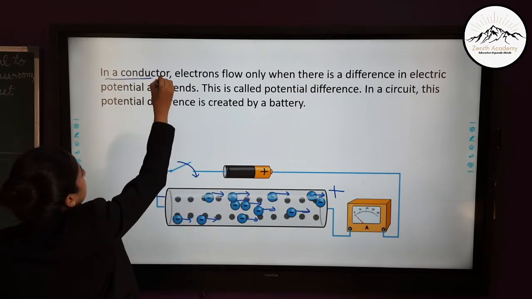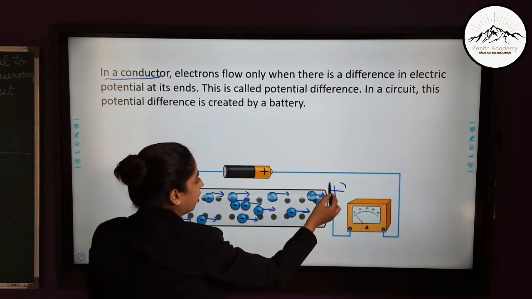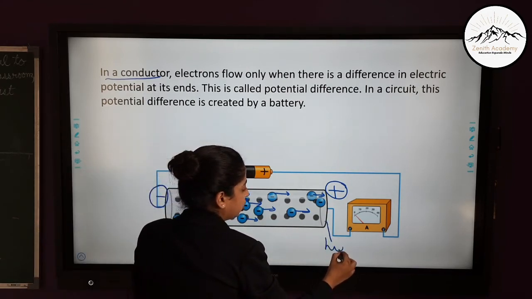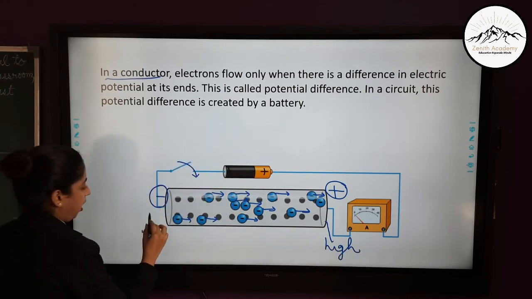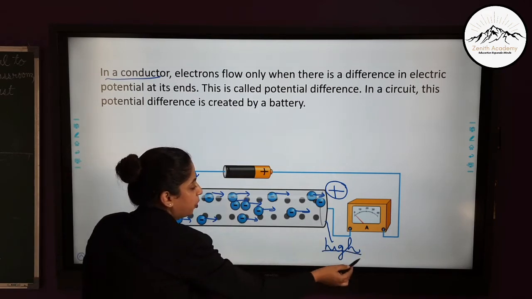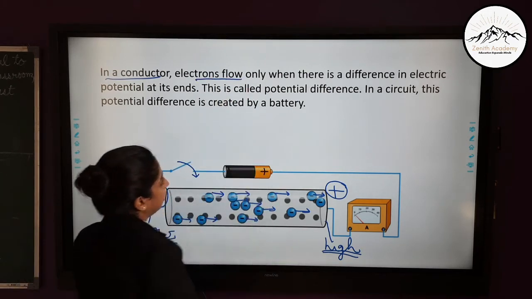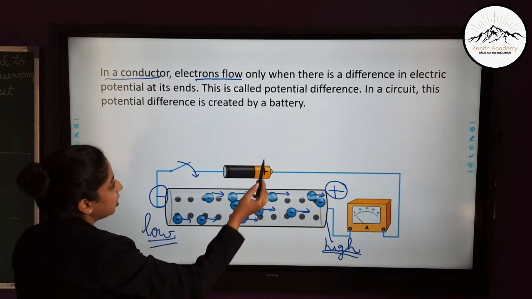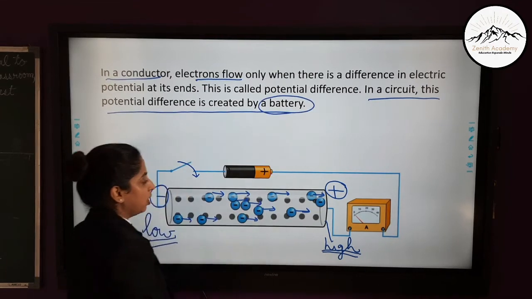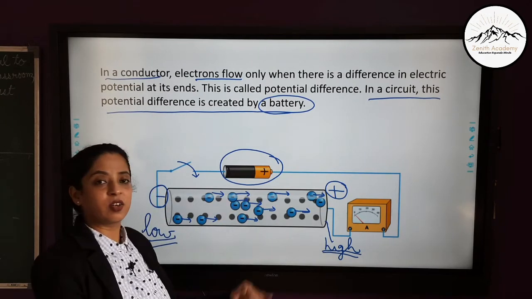So in a conductor, electrons will flow only when there is a difference in electric potential. When did they start flowing? When this potential difference was applied. This end was at high potential and this end was at low potential. Earlier both were at the same potential, but now that we have changed the potential across the ends, the electrons start flowing. This is called potential difference, and in a circuit this potential difference is created by a battery or a cell. When we connected a battery or a cell, this potential difference was created and then the electrons started moving.